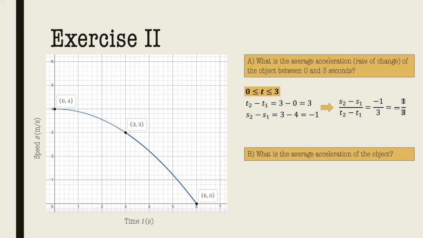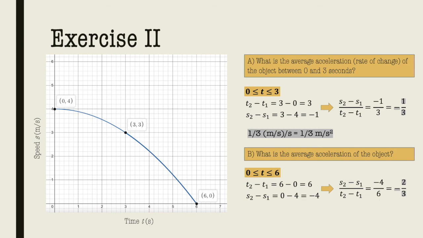To find the average acceleration in the interval between t equals 0 and t equals 3, we once again use the formula. This offers us the result -1/3, meaning the speed is decreasing. Or to phrase it differently, the object is decelerating. The unit for this is meters per second, or more correctly, meters per second squared.